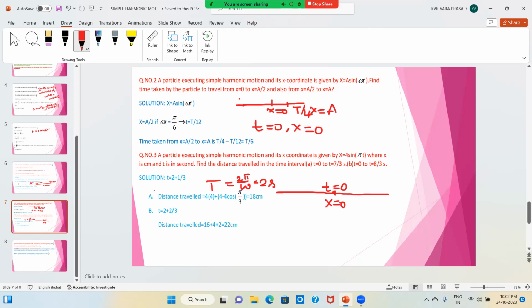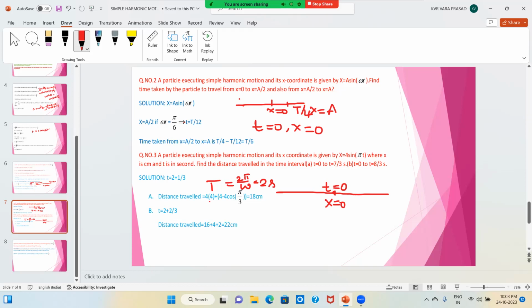I am repeating. We got the time period as 2 seconds, and here we are given time 2 plus 1 by 3, that is 7 by 3. So in 2 seconds, it completes one oscillation. Extra time is now 1/3 second. So in this 1/3 second, what is the distance covered? That is what we have to focus on. I think the solution part is not given for this function.